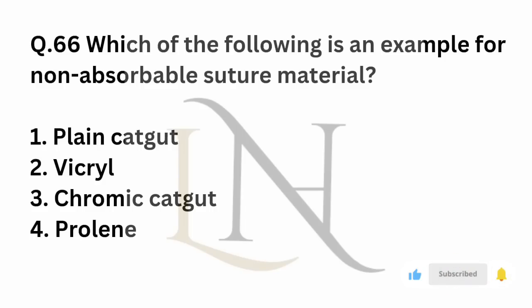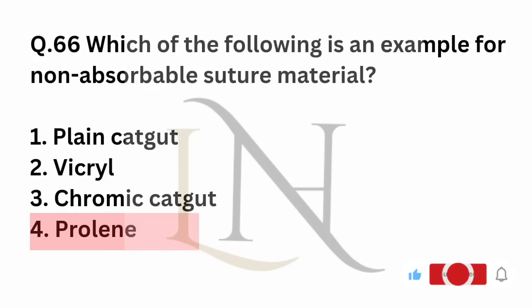Which of the following is an example for non-absorbable suture material? Option 1 plain catgut. Option 2 vicryl. Option 3 chromic catgut. Option 4 prolene. Answer is option 4 prolene is non-absorbable suture material. Sutures are two types, absorbable and non-absorbable. Absorbable sutures are broken down by the body internally, and non-absorbable sutures are not broken down by the body, used externally only.